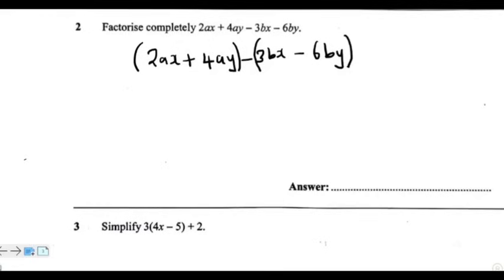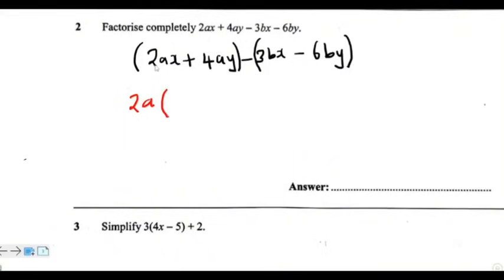Now from here, we need to factorize in the first bracket. So we have 2ax plus 4ay. In terms of the numbers, we find the highest common factor of 2 and 4. In this case, it's 2. Then a and a is common, so we also factor out a. Then here we have x and y, they are different. So we just open bracket.